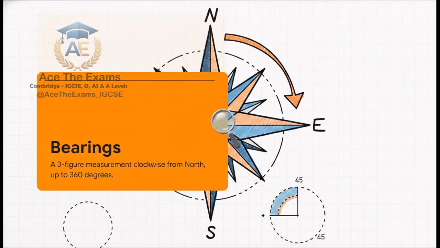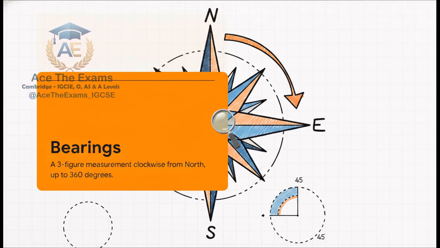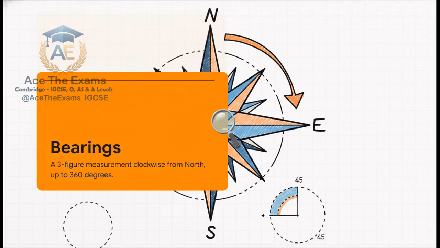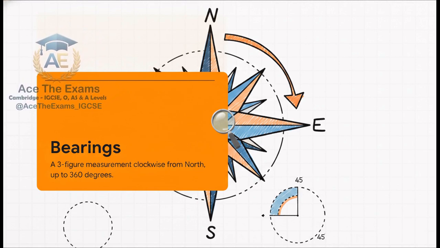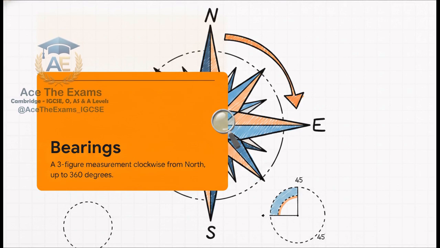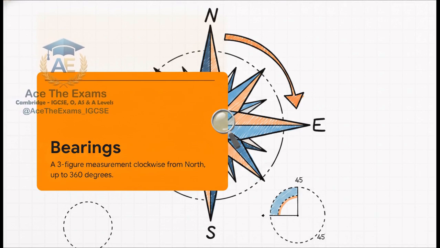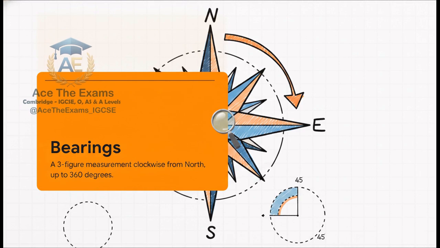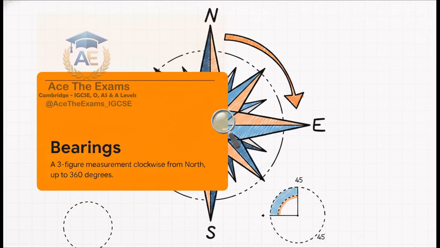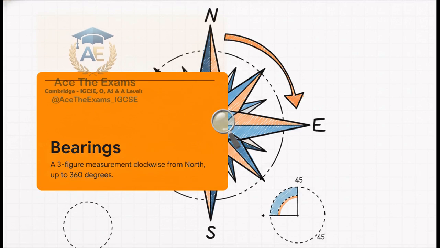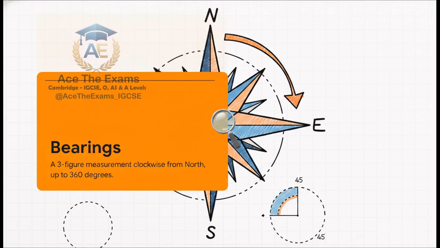The crucial thing you absolutely must remember for your exams is that modern bearings are always measured in a very strict, specific way. North is always set as absolute 0. From there, you measure a full 360-degree rotation strictly in a clockwise direction, never counterclockwise. And here's the golden rule that examiners will penalize you for if you forget. It is always written as a 3-digit number.